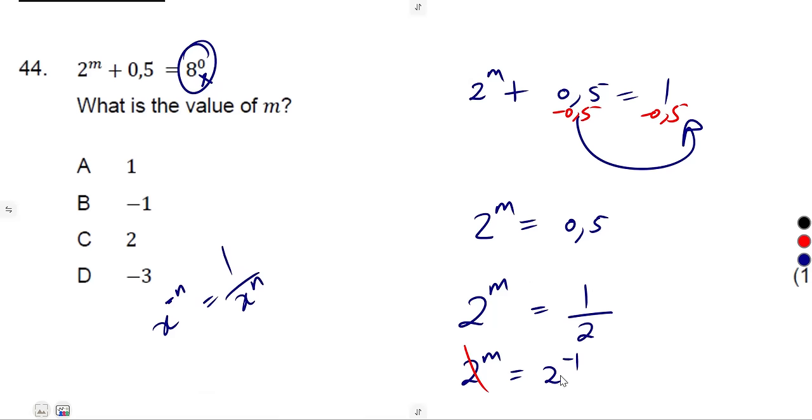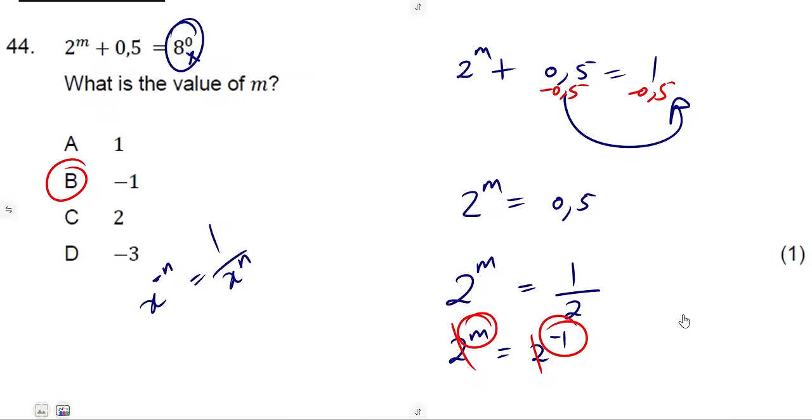Therefore, because the bases are the same, exponents must be equal. So m is -1. So the best answer was going to be on B, where our m is what? Where our m is -1.